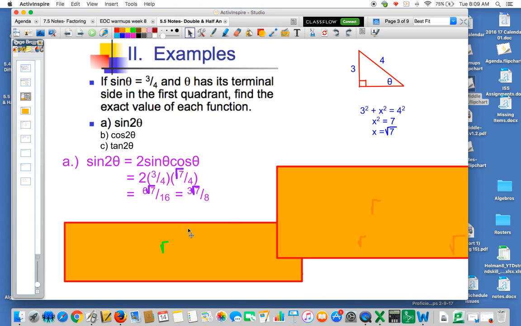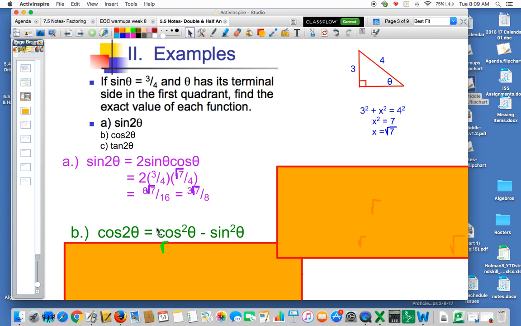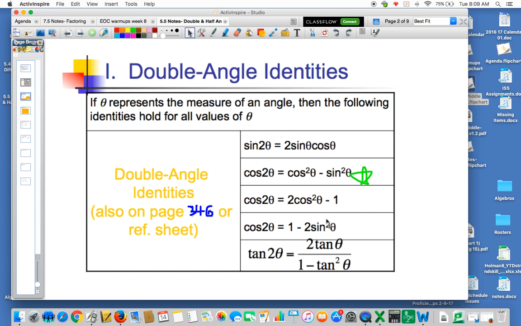If we're looking for cosine 2 theta, I'm just going to pick one of those formulas. Like I said, there's three. Any of these will work. I like this one the best because you'll already have things squared. It'll get rid of any weird negatives, and they'll have the same denominator already then.